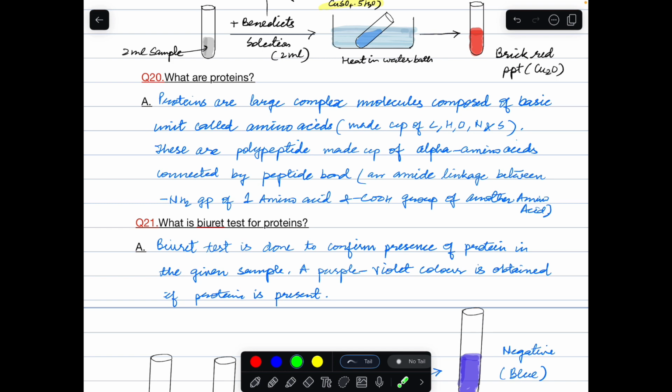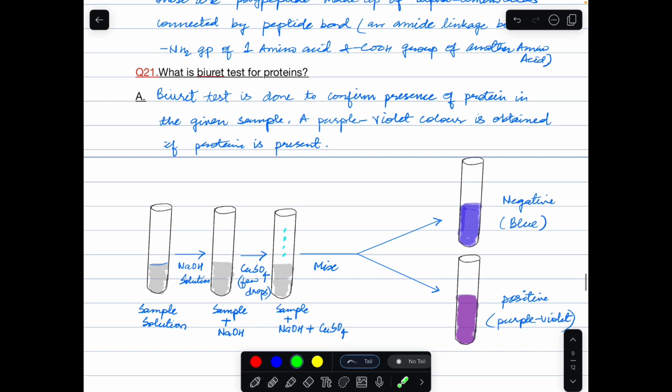Okay. What is the biuret test for protein? The biuret test is done to confirm the presence of protein in the given sample. If you are not getting any test for carbohydrate, then next you will test for the protein. In the case of the biuret test, you will be getting a purple or violet colored result as a positive result for the presence of protein.